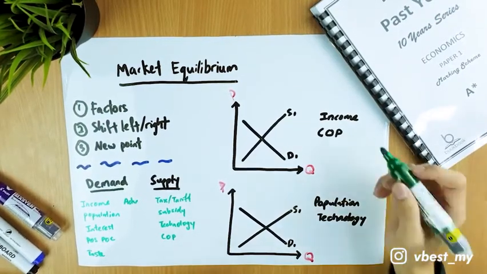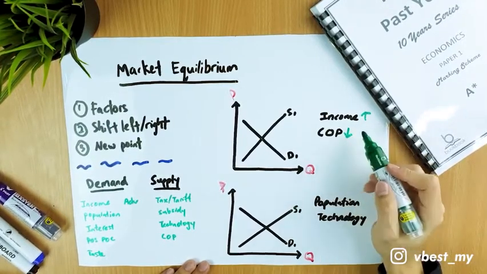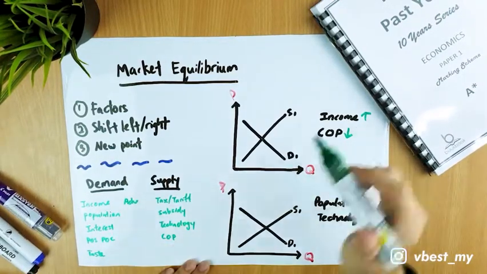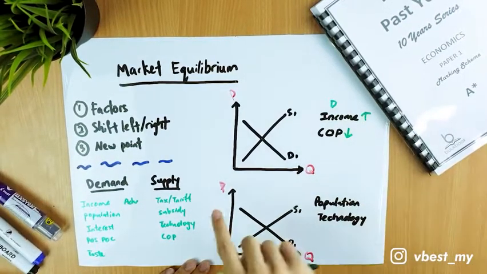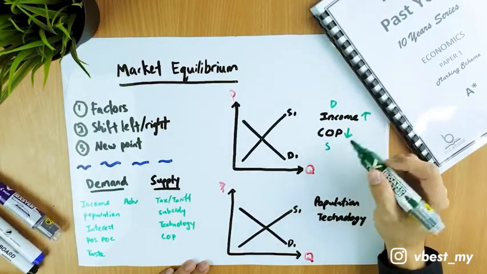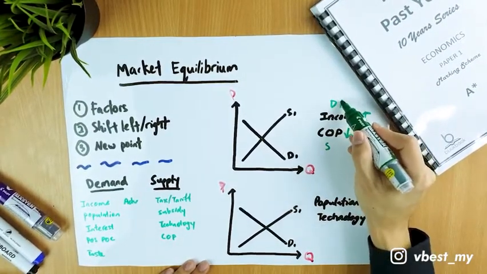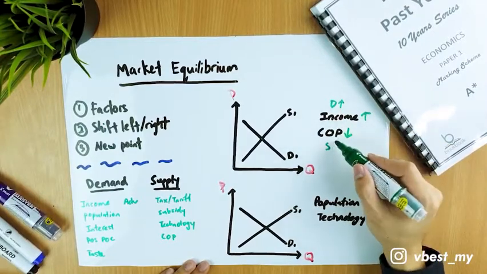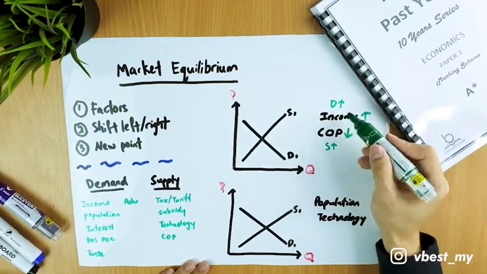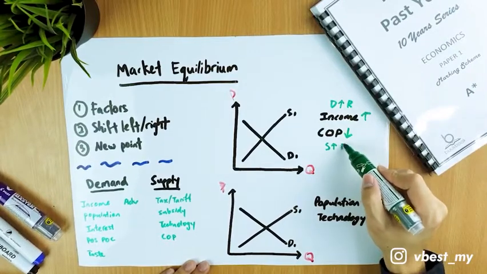Alright, so let's say given a scenario here, the income increases, cost of production decreases. So firstly, identify the factors. Income is what factor? It's a demand factor. Right? So COP, cost of production, is a supply factor. So once we know that income increases, what happened to your demand? Your demand will increase. And how about this one? When your cost of production decreases, your supply will increase. So when demand increases, it shifts to the right, and when supply increases, it shifts to the right.